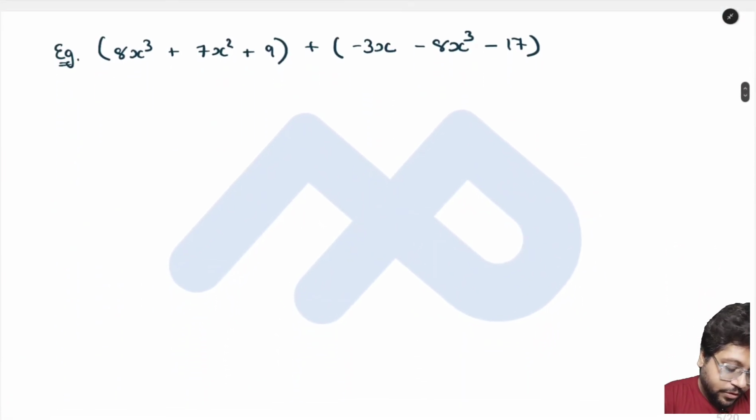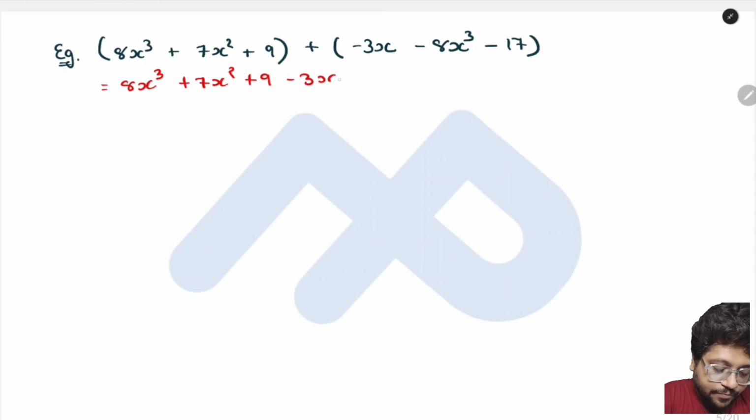See this, 8x cube plus 7x square plus 9 as it is, plus minus 3x, so that is just minus 3x, plus minus 8x cube, that is just minus 8x cube, and minus 17. You see, I haven't changed the sign of any term. 3x was already negative, 8x cube was already negative, and 17 was also already negative.